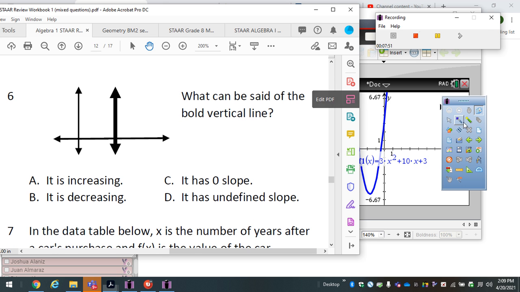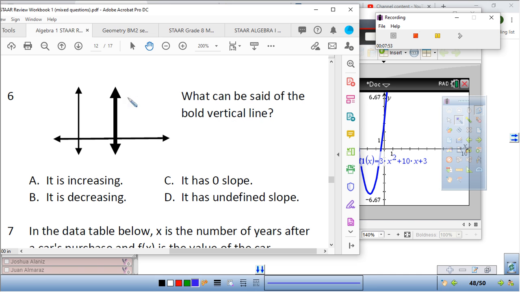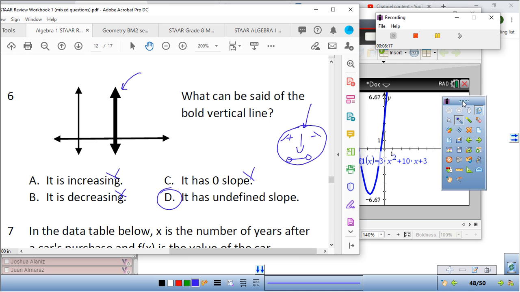What can be said about this vertical, bold vertical line? So this line right here. It is increasing. So let's look at this one already. Let's go off of measure slope. So this is all talking about slope. Positive, negative, undefined, 0 slope. So the slope, I want to say it's increasing. This is increasing. This is decreasing. 0 is the mouth. It's an undefined slope.